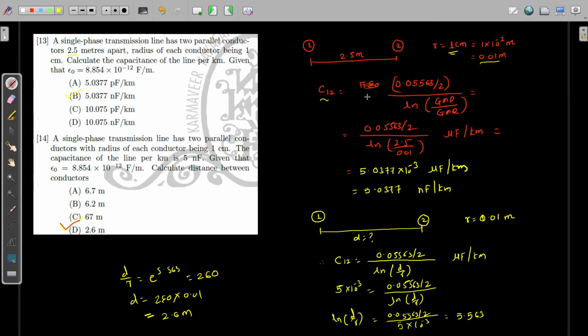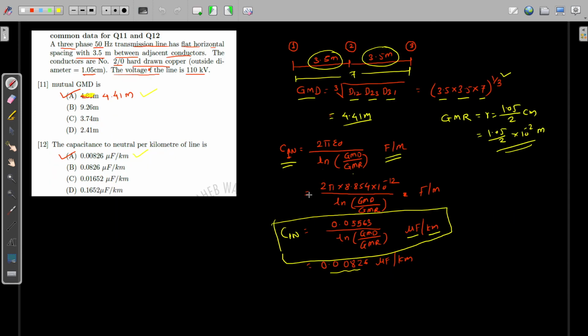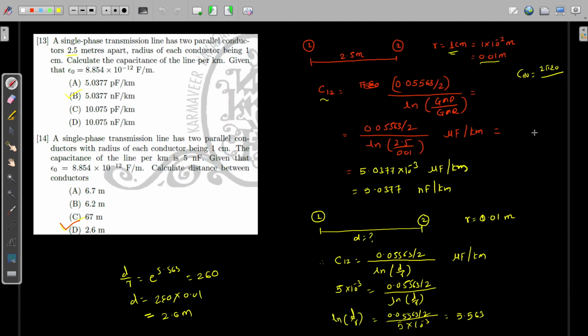So the formula for C12, see, C1n formula is having 2 pi epsilon 0 in the numerator, but C12 formula is not having the 2 in the numerator, so I have divided it by 2. So in the previous case this formula was for the C1n, but I want to determine C12, hence this must be divided by 2, or otherwise you can determine C1n and the answer will be divided by 2.